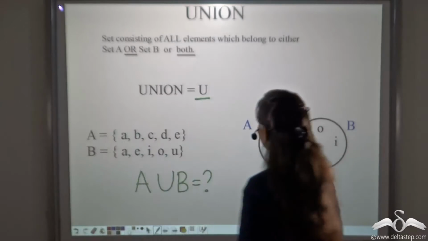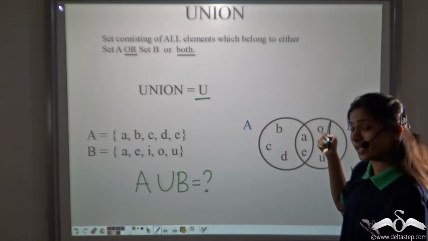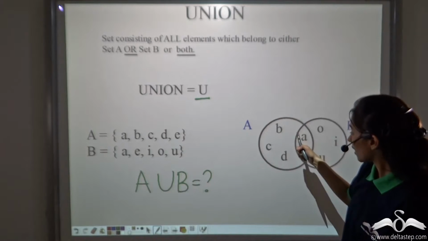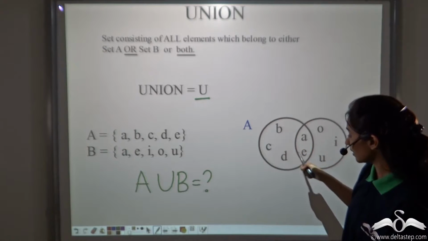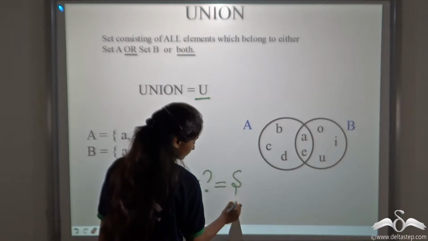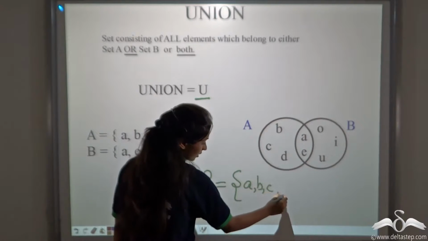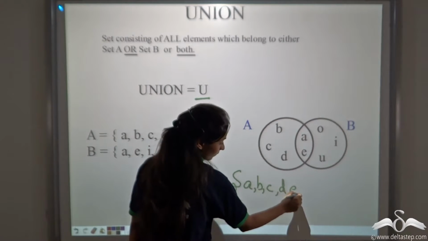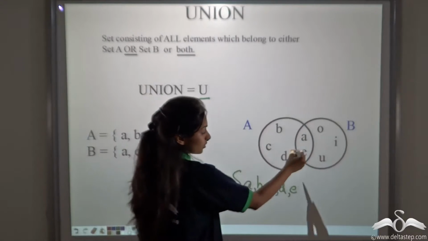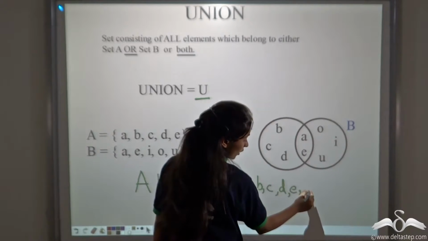What do we do in union? We write the set which contains all the elements of A and B. So what are the elements of A here? A, B, C, D, E. So let's write it. Let's make a new set. A, B, C, D, E. And we also write the elements of set B. What are the elements of set B? A, E, I, O, U. So you write it.